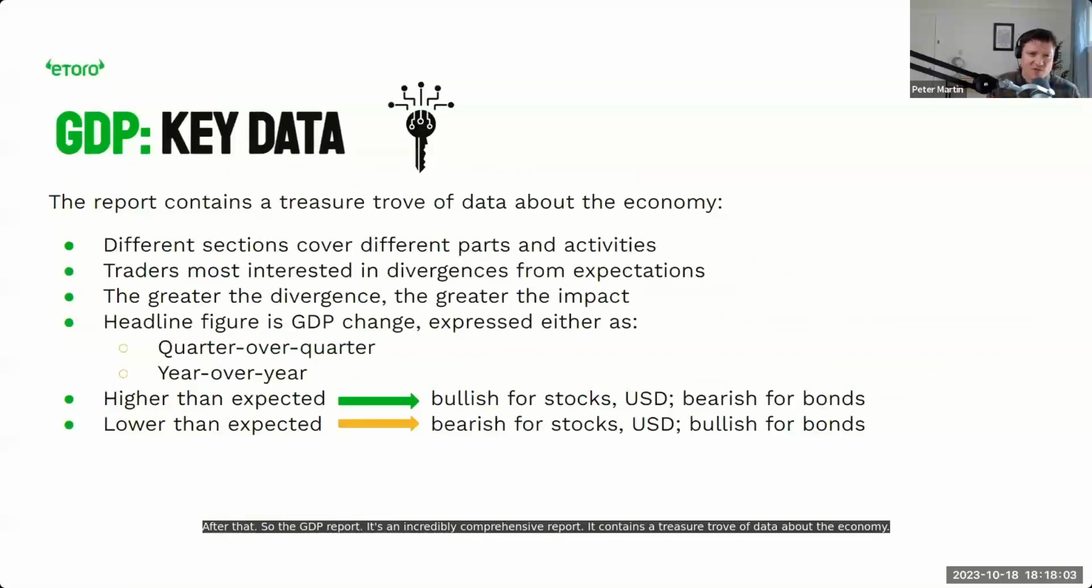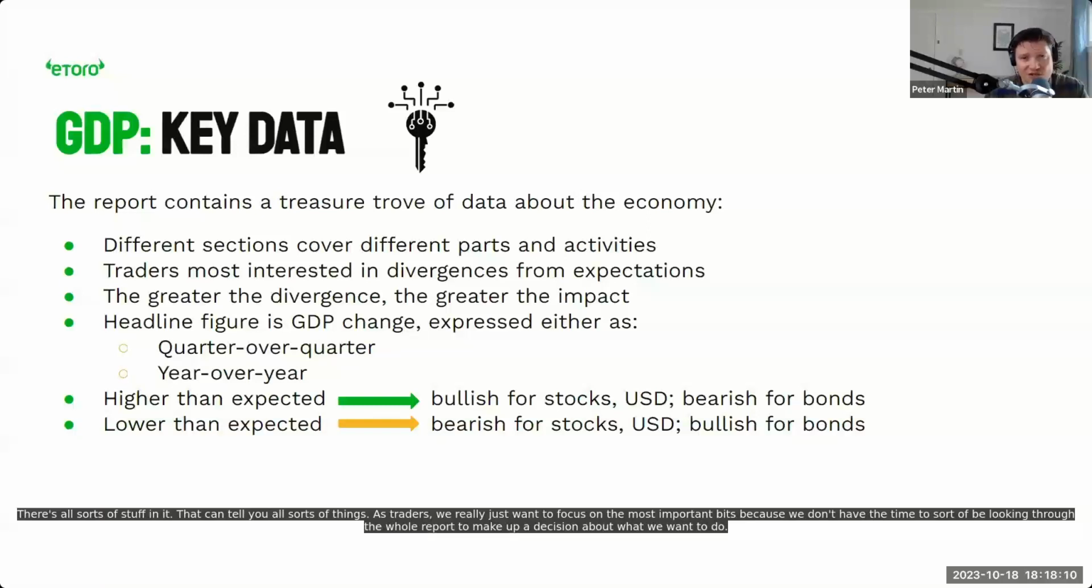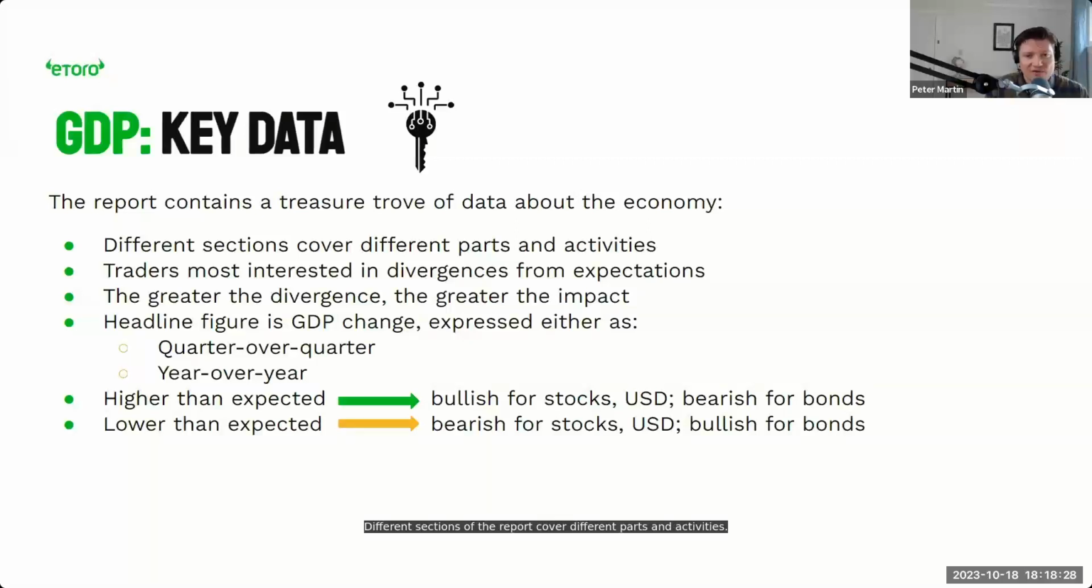So the GDP report is an incredibly comprehensive report. It contains a treasure trove of data about the economy. There's all sorts of stuff in it that can tell you all sorts of things. As traders, we really just want to focus on the most important bits, because we don't have the time to look through the whole report to make up a decision about what we want to do. Different sections of the report cover different parts and activities. We're most interested in, as we've said already, divergences from expectations. The greater that divergence, the greater the impact.